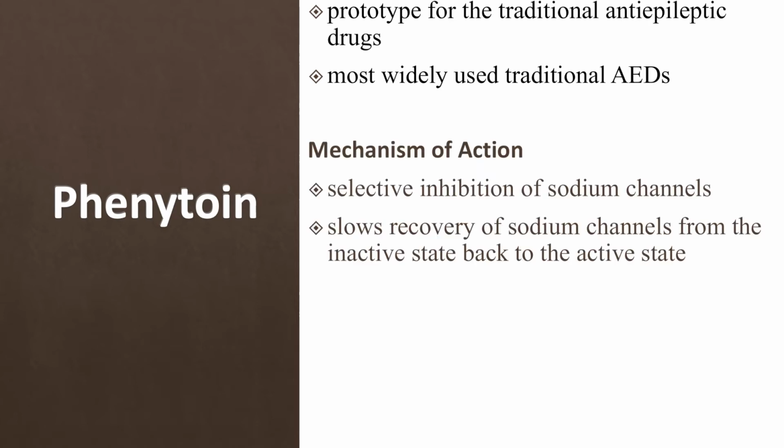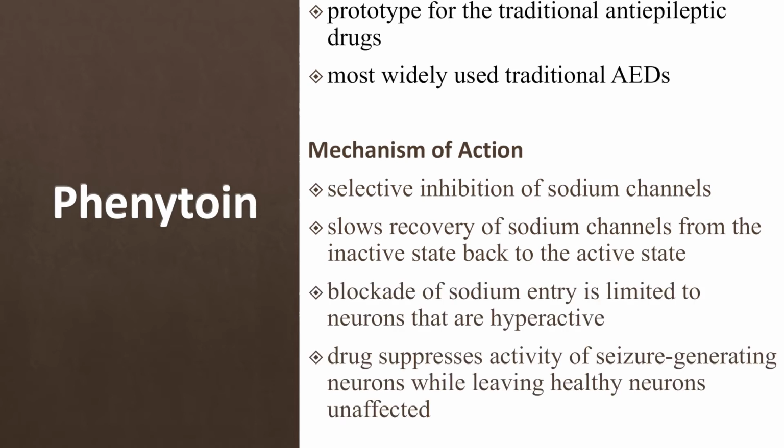For the mechanism of action, at the concentrations achieved clinically, phenytoin can cause selective inhibition of sodium channels. It slows the recovery of sodium channels from the inactive state back to the active state. As a result, the blockade of sodium entry is limited to neurons that are hyperactive. So the drug suppresses the activity of seizure-generating neurons while leaving the healthy neurons unaffected.